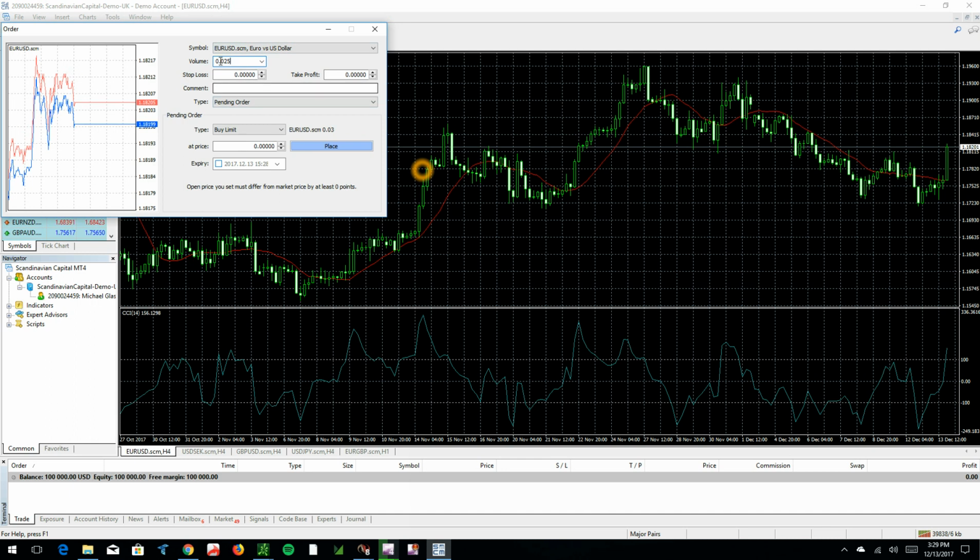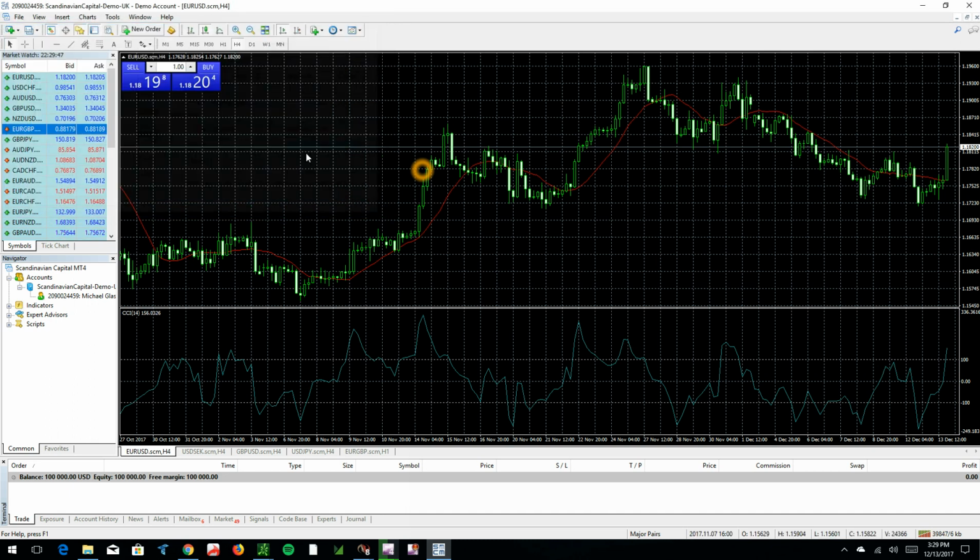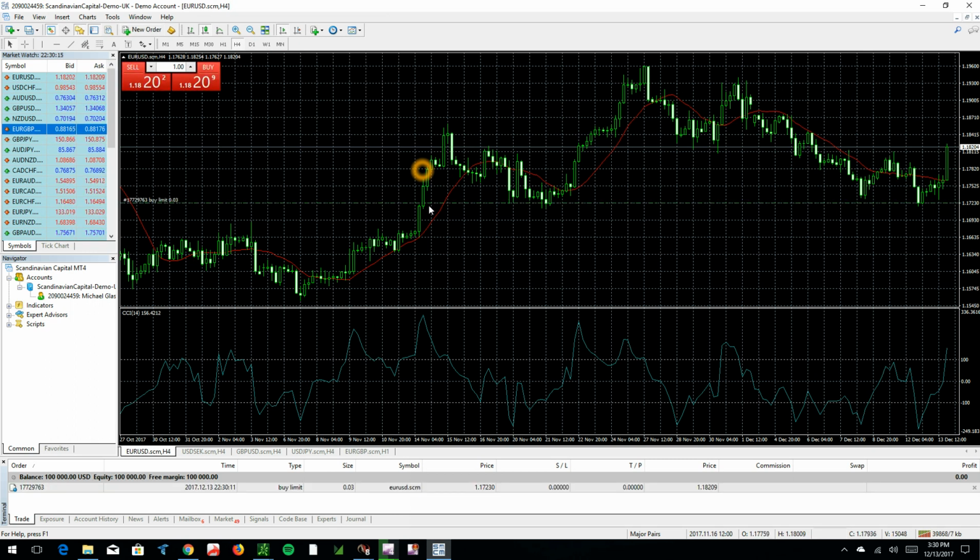Once you have everything you like, I have a buy limit. I have my price in there. Now you can see this green line right here. That is that pending buy limit order. If the market comes back to this price, I want to get in.